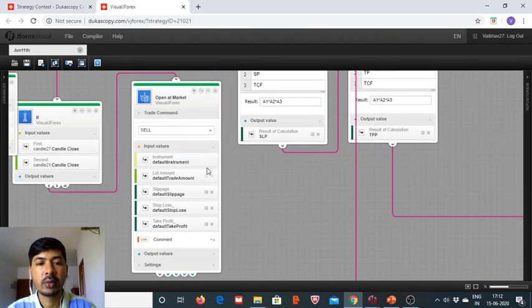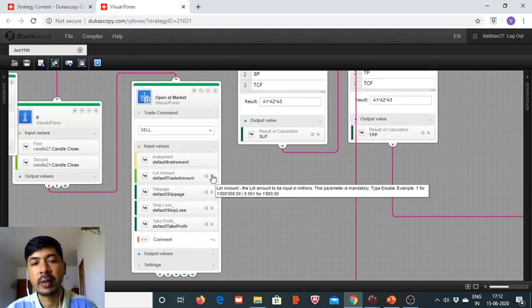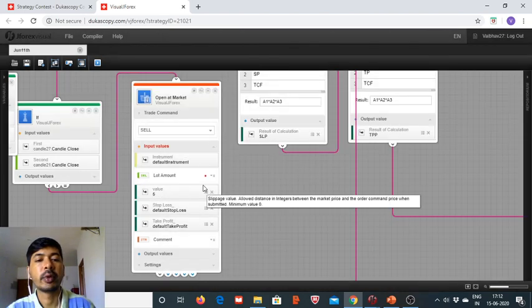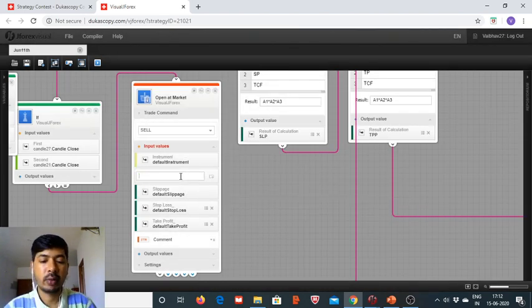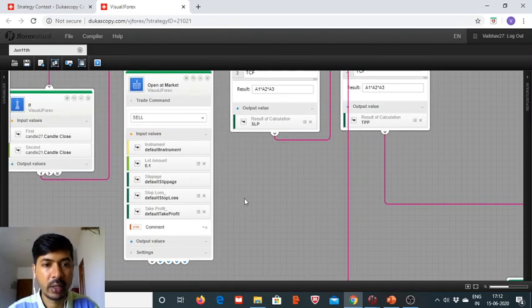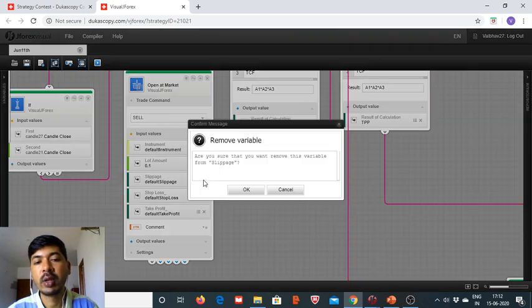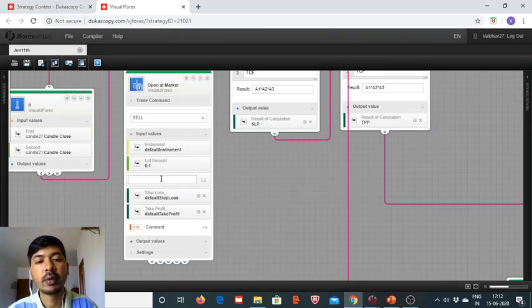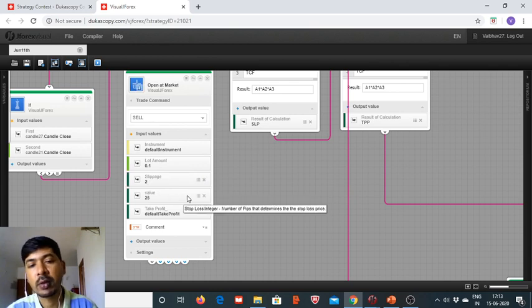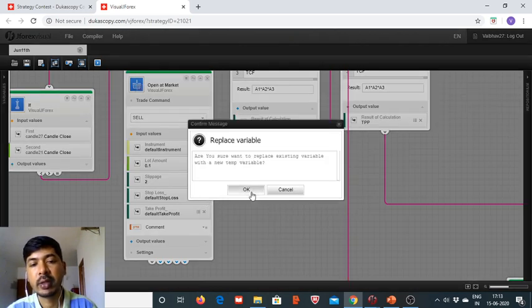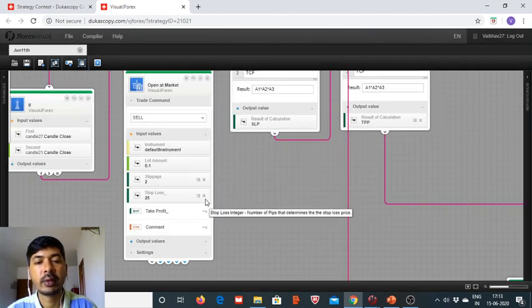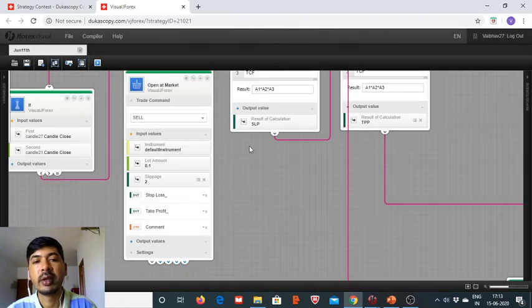Now we will need to take these stop loss and target levels. Lot amount, as is the customary practice, we usually prefer to keep it at 0.1 million. Slippage 2 pips is good enough for Euro USD, so keep it 2 pips. Stop loss, we have defined SLP as our stop loss and take profit as TPP. So we take these previously defined values, the result of the calculation which we have done.